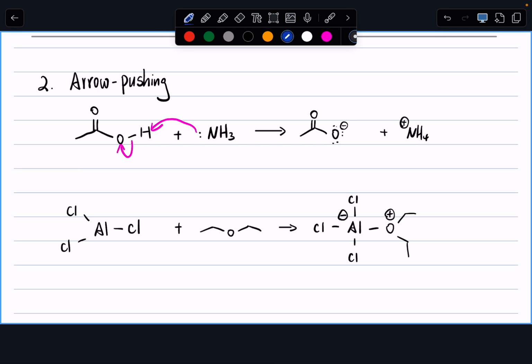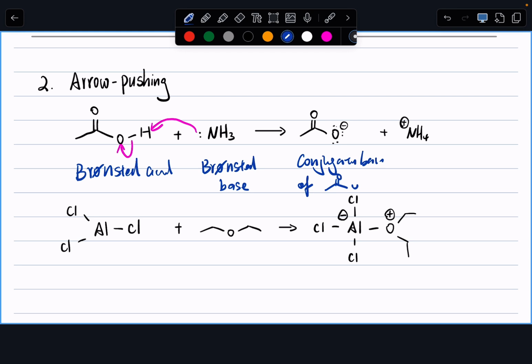And in this process, I expect you to know how to label each thing. What's the identity of each species? Like this one, the first one will be my Bronsted acid. The NH3 is my Bronsted base. And the third one will be my conjugate base of the original acid. And then the NH4+ will be the conjugate acid of your NH3.